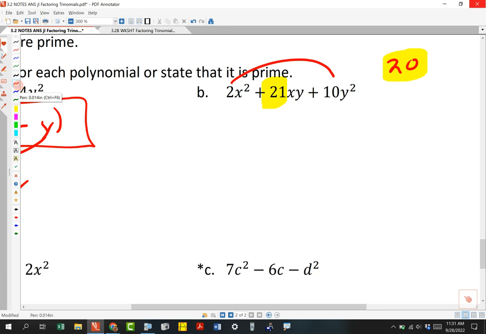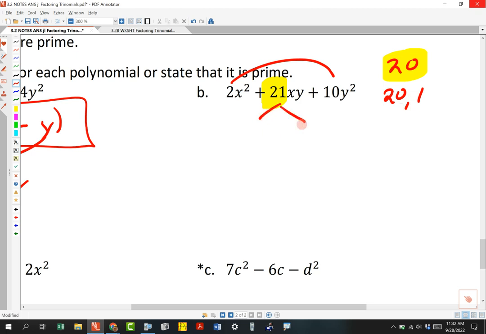Crew? 20 and 1. Double check right here, because it's a horrible shame and it's frustrating if we get halfway through a problem and realize, oh crap, I got the wrong numbers. Do they multiply to be positive 20? Yes. Do they combine to be positive 21? Yes. If the answer to both of those questions is yes, this is going to work every single time. And it doesn't matter what order we put them down.